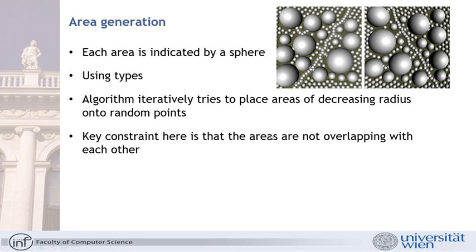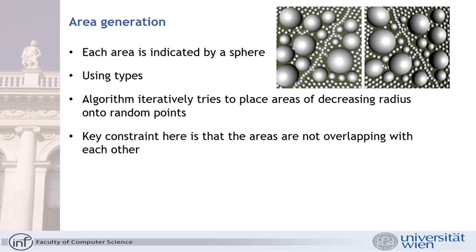Then we came to the area generation. This part of the algorithm places different areas around the path built in the previous step. Each area is indicated by a sphere, also like in the previous step, and is defined by a type, like an abandoned village or trees, for example, which tells the algorithm what kind of objects are supposed to be found in a certain area, and a size, which indicates the radius of the area. So our algorithm iteratively tries to place areas of decreasing radius onto random points, which are once again chosen by a pseudo-random number generator.